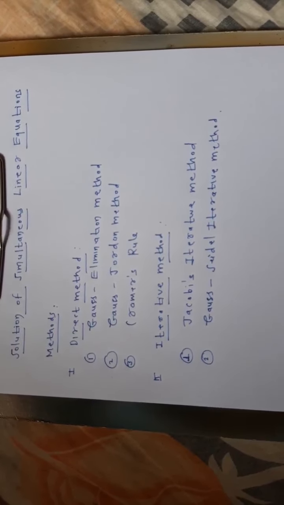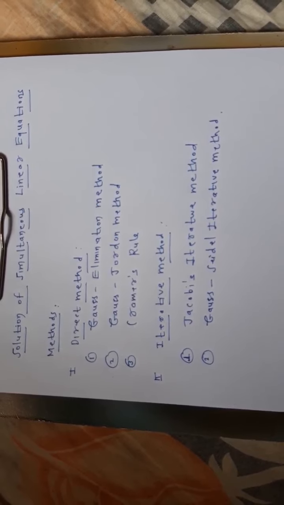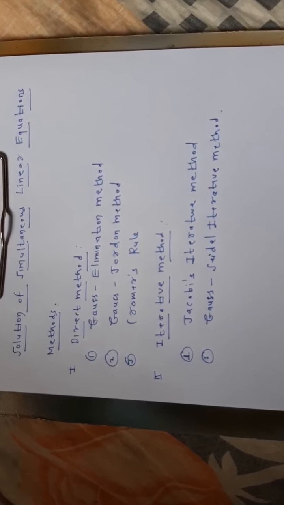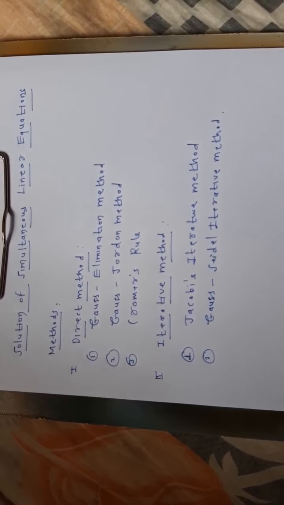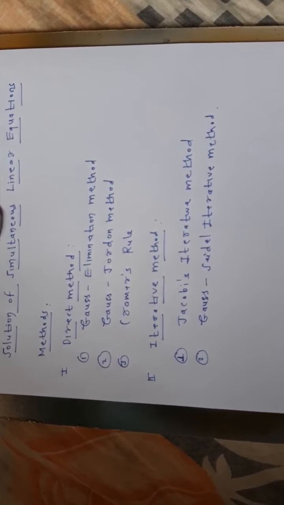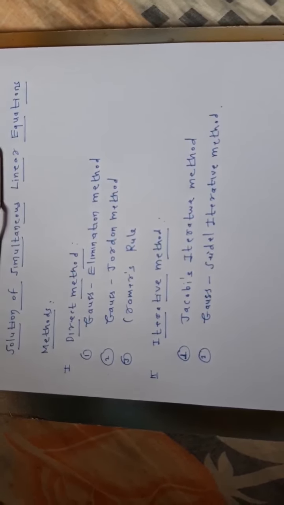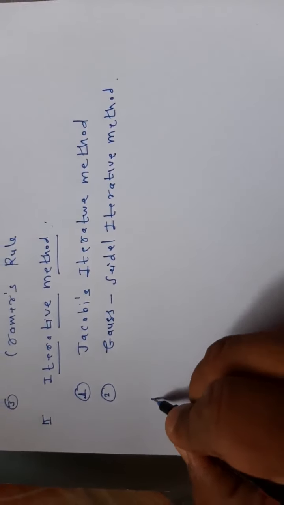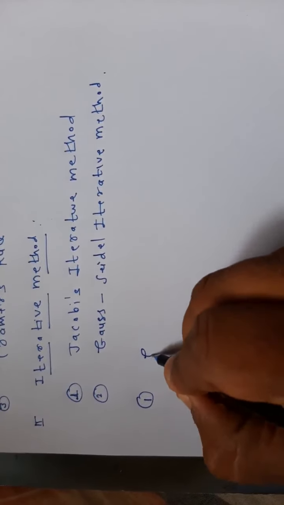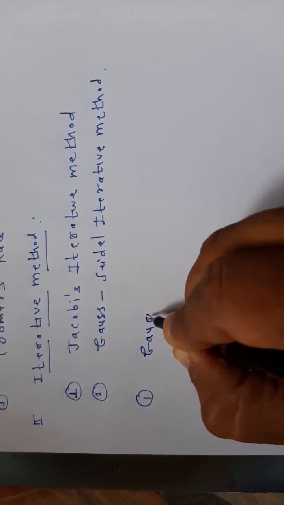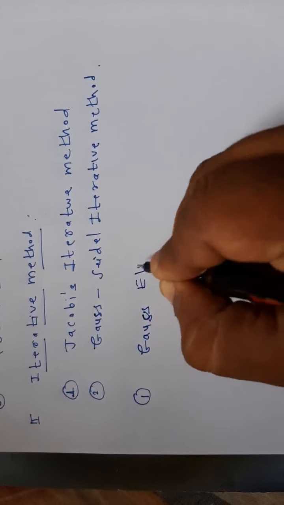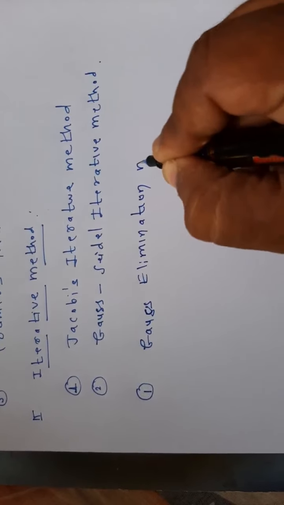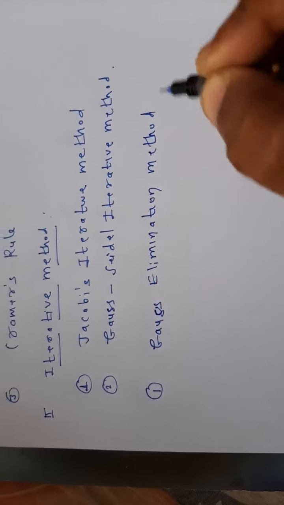In direct methods we are going to discuss the Gauss elimination method, Gauss-Jordan method and Cramer's rule. In case of iterative methods we are going to discuss Jacobi's iterative method and Gauss-Seidel iterative method. The first one we will discuss in this video is the Gauss elimination method.